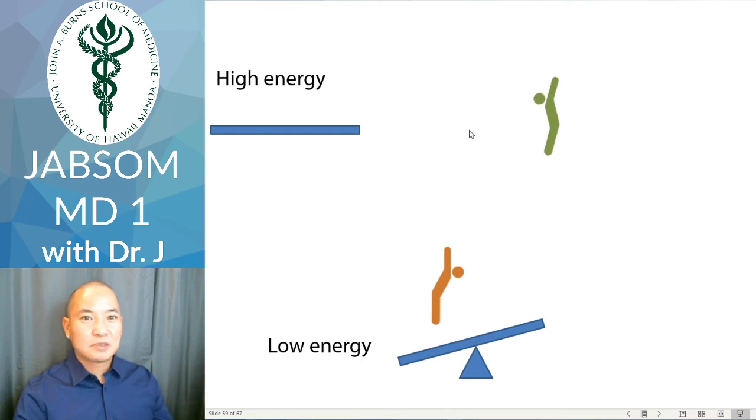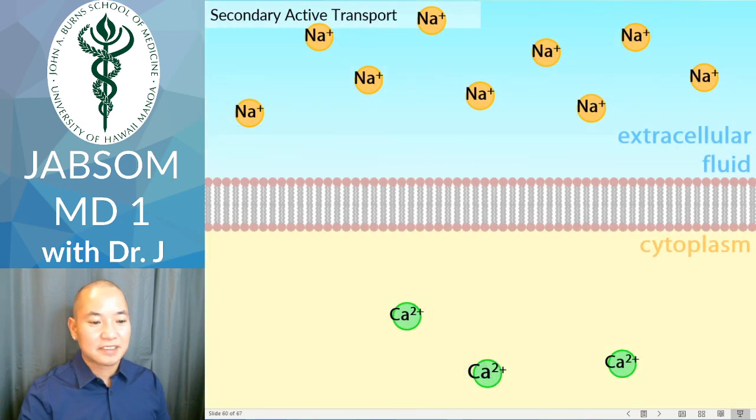That's similar to what happened with the sodium and calcium ions. The potential energy from all that sodium built up in the extracellular fluid is used as it flows into the cell via the sodium calcium exchanger. This energy is used to drive calcium into the extracellular fluid. Again, this is secondary active transport because it did not use ATP. So again, that's what happened there.